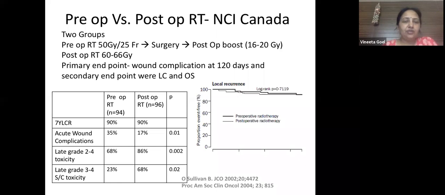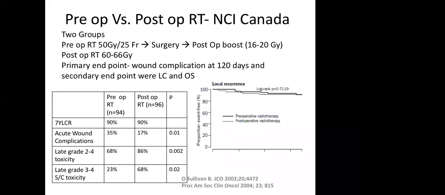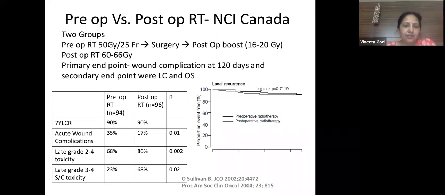Soft tissue sarcoma patients were randomized into two arms. Close to 200 patients were there in this trial, and I will say this is one of its kind trials. These kind of trials are very sparingly available for other sites. So in this trial, the patients were randomized into two arms, preoperative radiation therapy followed by surgery versus postoperative radiation therapy. And as you can see here, the dose of the preoperative radiation therapy was only 50 gray in 25 fractions. And postoperative radiation therapy boost was added to a dose of 16 to 20 gray only in patients who had positive margins. While the dose of postoperative radiation therapy in this study was 60 to 66 gray.